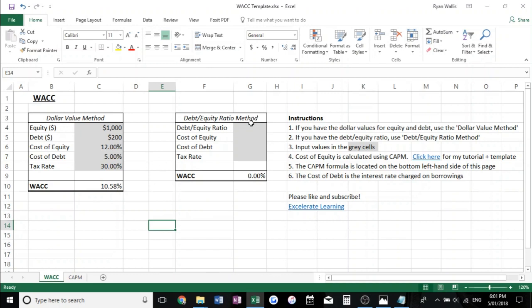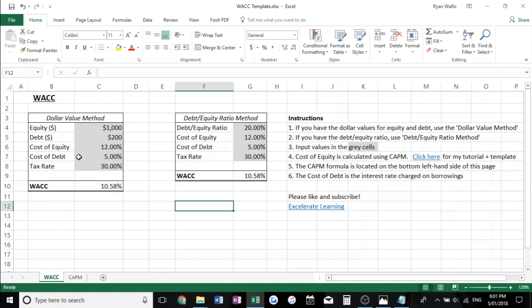And if we hop over to the debt to equity ratio method, and to use the same figures to come to the same result, we just simply take debt over equity. That'll give us 20%, or 1 over 5. And then cost of equity, let's keep that the same. Cost of debt and our tax rate. And there we have it. So we can see how both options will yield the exact same result. It just depends what data you have available to you.